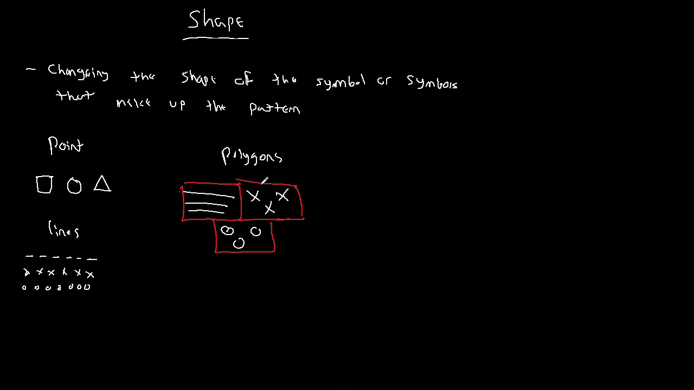So with shape, by and large, shape works best with nominal data, because we're not implying any sort of ranking or ordering here. We're not implying any change in density, which doesn't imply a ranking. So shape, generally speaking, works best with nominal data.